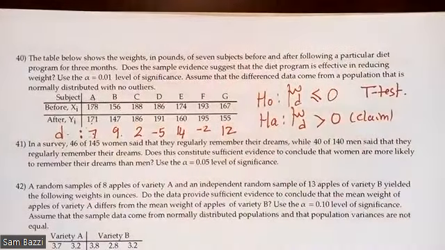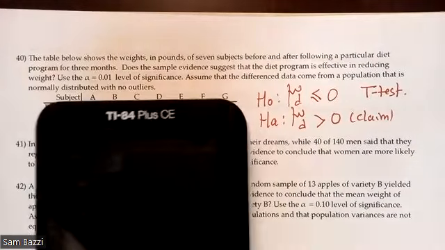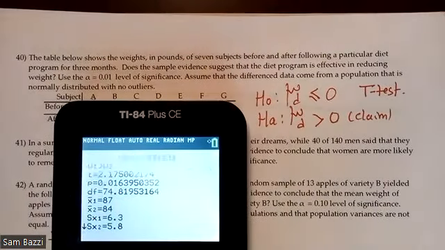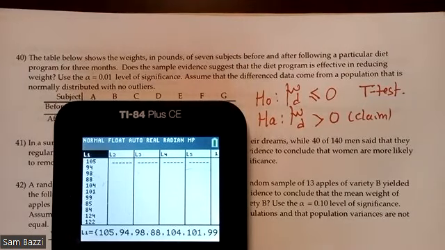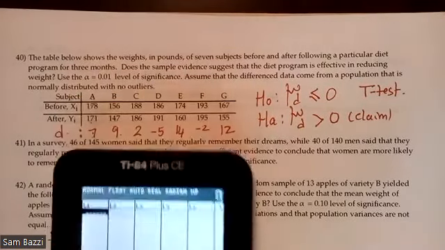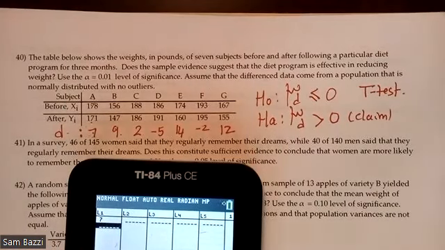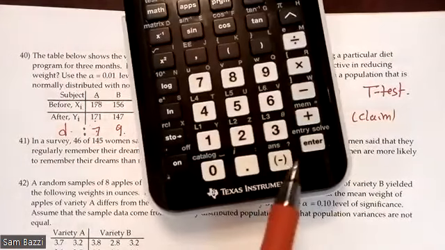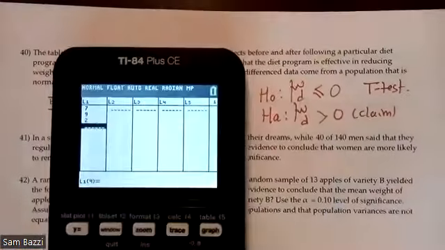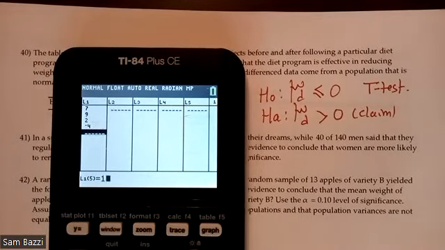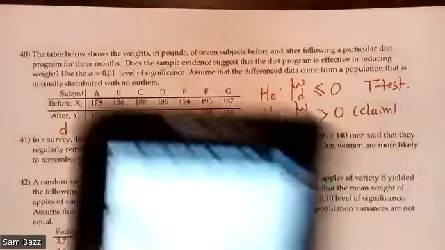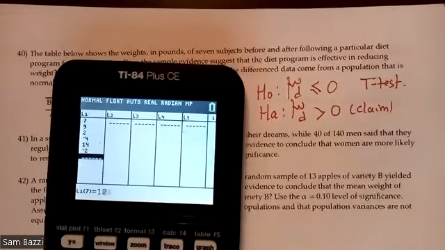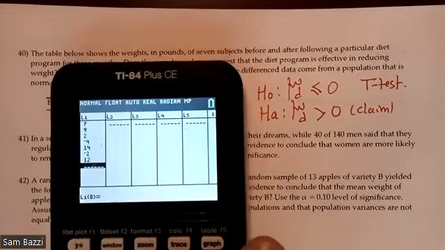Let me show you how we're gonna do this. First of all, guys, you need to enter the data into your calculator. So let's do that. Stat, edit, clear. Okay, and let me enter the data. 7, 9, 2, -5. Look, the negative sign is right here, guys. This is the negative sign. 14, -2, and 12.